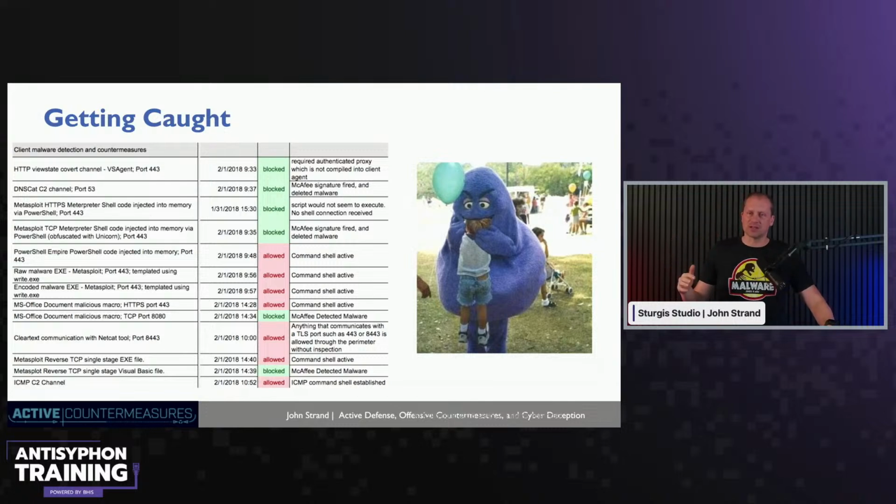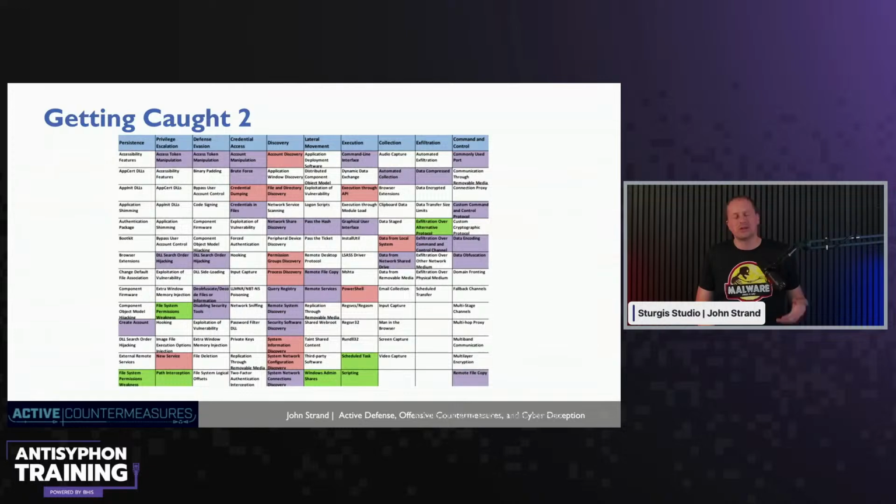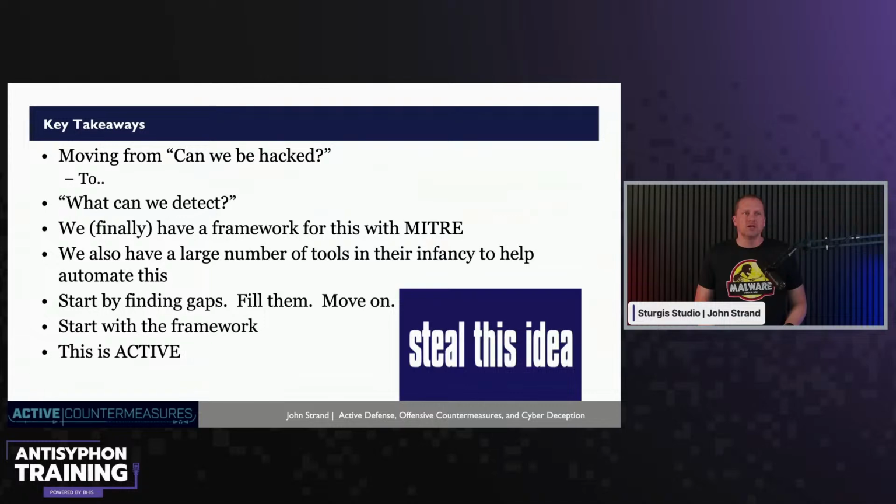You can find a gap analysis and you can give quantifiable holes and the budget necessary to close those holes in your environment. And these are the things that management absolutely loves. And here's another chart showing the exact same thing, but in a wider format. So we need to move away from can we be hacked, and we instead need to move into what can we actually detect. And with MITRE, we finally have a framework that we can do this with. And things like Atomic Red Team allow us to do this type of testing and evaluation.